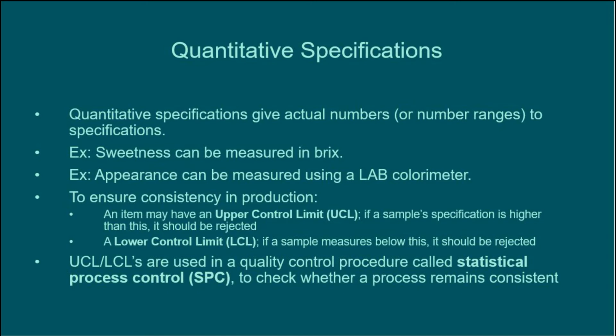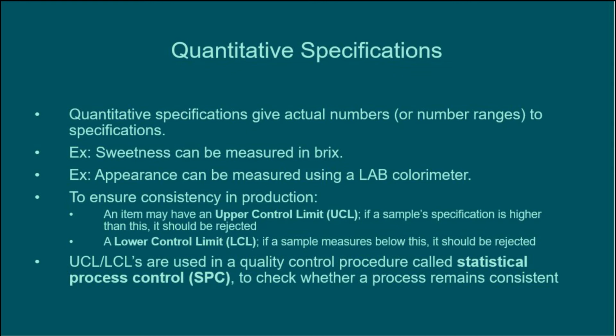Okay, so quantitative specifications. Their benefit is quite clear because you actually give a descriptor for a food an actual number that you can work with, or maybe a number range. So, for instance, in describing the sweetness of something, you can measure that in terms of Brix. That's basically a measurement of sugar in a certain solution by mass. 1 Brix is basically 1% sugar by mass.